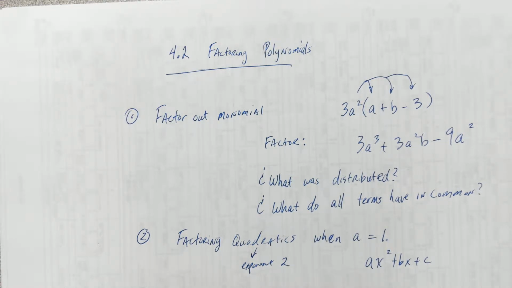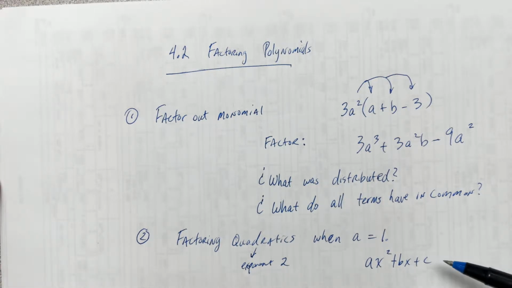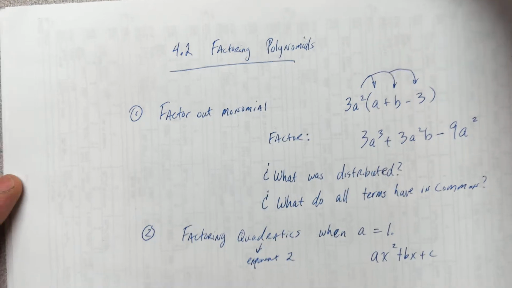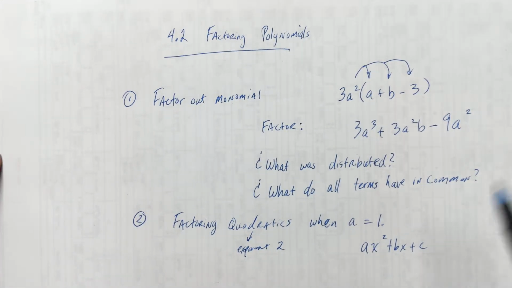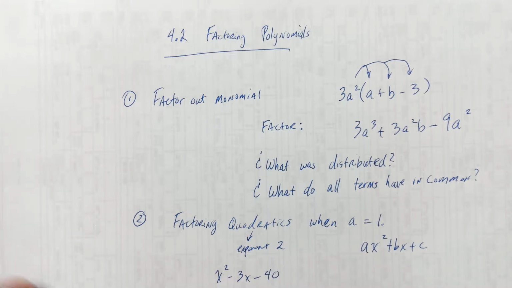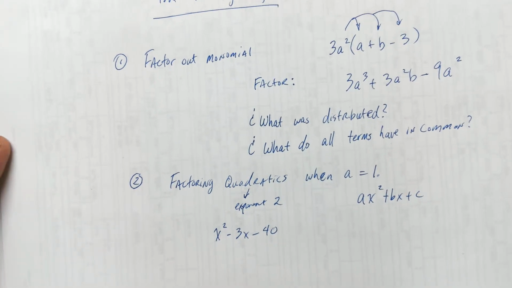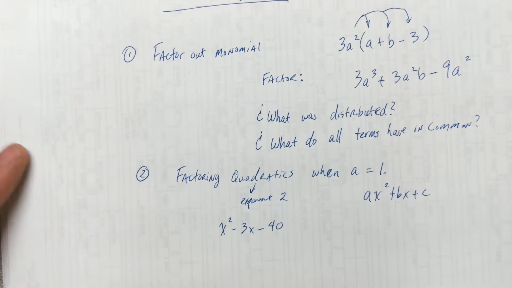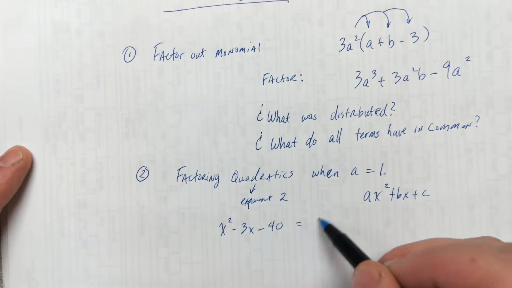Here's the thing. We're not going to have letters for a, b, and c. Those are going to be numbers. But the x's, this is how it's going to look. You're going to have a number times x squared plus another number times x plus c. It's going to look like that. But a will be 1 for all of the ones we're going to do in this part. So it'd be something like x squared minus 3x minus 40. And where this would come from, I'll show you how to do this in a minute.